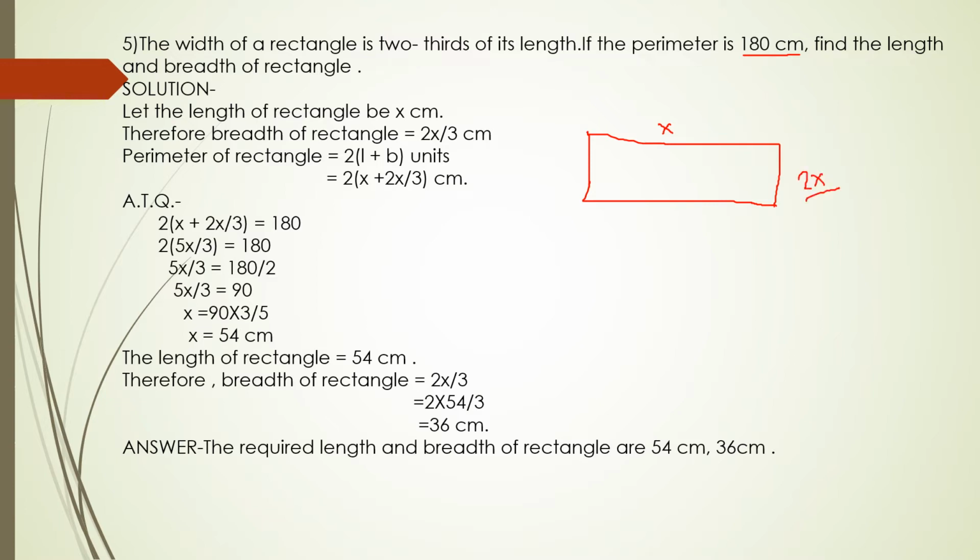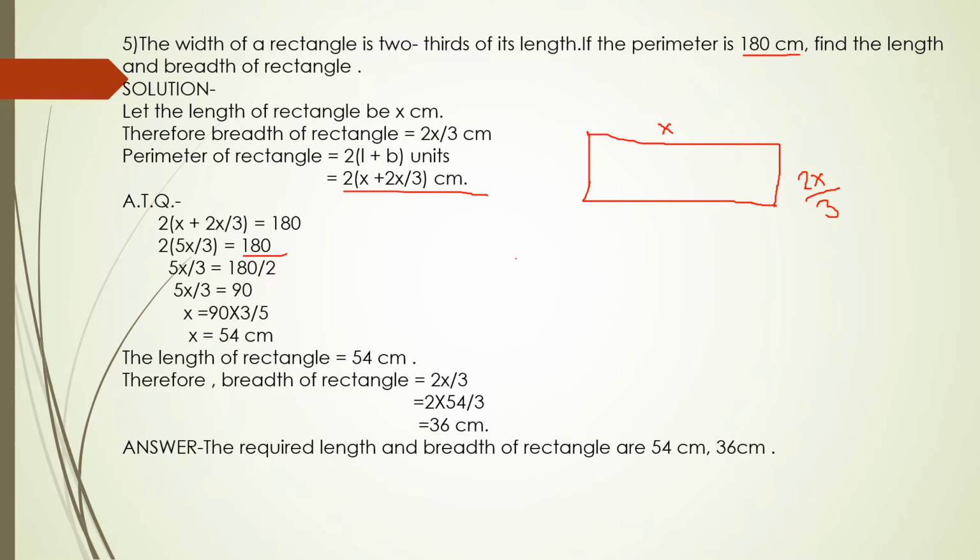You know the perimeter of a rectangle is twice the length plus breadth units. So it would be 2 into x plus 2x by 3 centimeter. Fine. Now according to the question you are given the perimeter as 180. So 2 times x plus 2x by 3 is equal to 180. Children, I hope you can add x plus 2x by 3 because you are very much familiar with the concept of rational numbers and fractions. So you will obtain 2 times 5x by 3 is equal to 180.